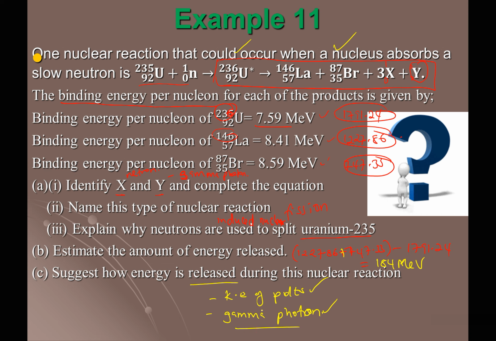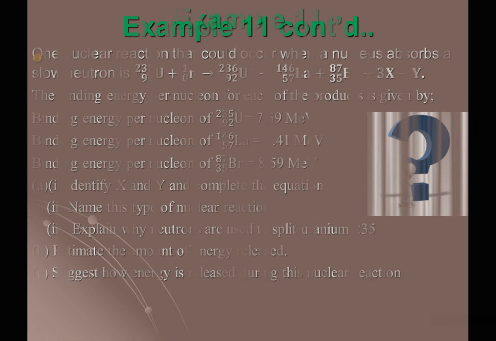So the forms which energy takes are the kinetic energy of La, Br, and the neutrons, that is, the kinetic energy of the products, and then gamma ray photons. Those are the forms which energy takes. I think I solved this.